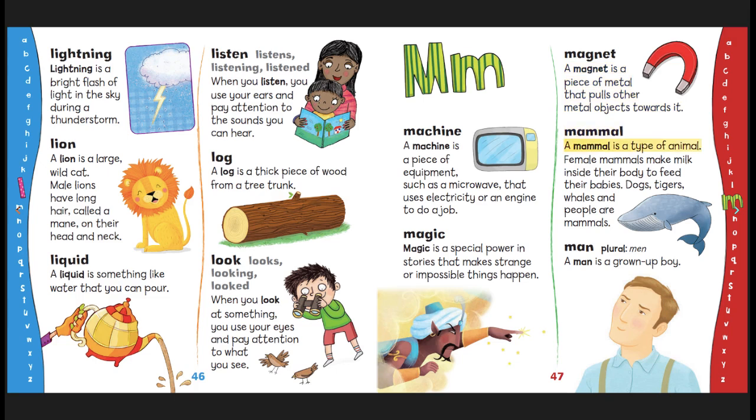Mammal. A mammal is a type of animal. Female mammals make milk inside their body to feed their babies. Dogs, tigers, whales, and people are mammals. Man, plural, men. A man is a grown-up boy.